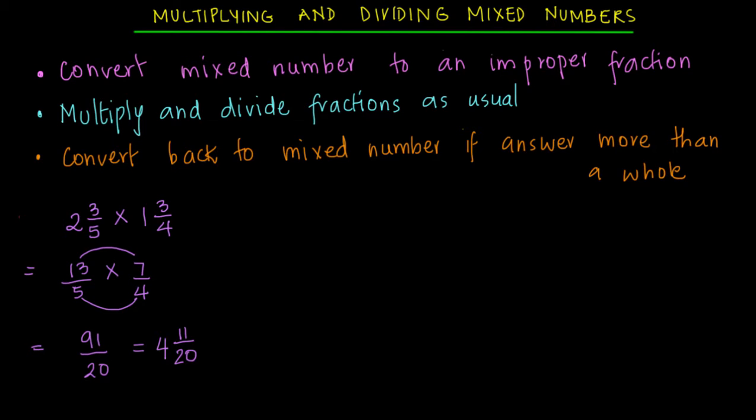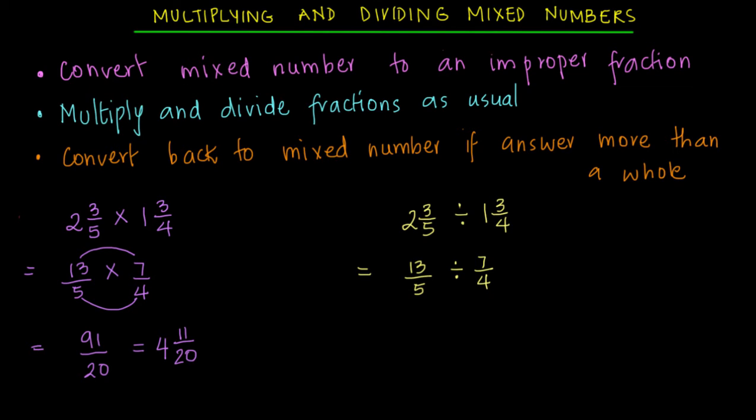Now let's try dividing mixed numbers. So let's take the same two mixed numbers and let's try and divide them. So you have 2 and 3/5 divided by 1 and 3/4. So again, the first step is to convert them. So 13/5 divided by 7/4. So you notice how I'm not changing this division into a multiplication sign, because my first step is to just convert the mixed numbers into improper fractions.